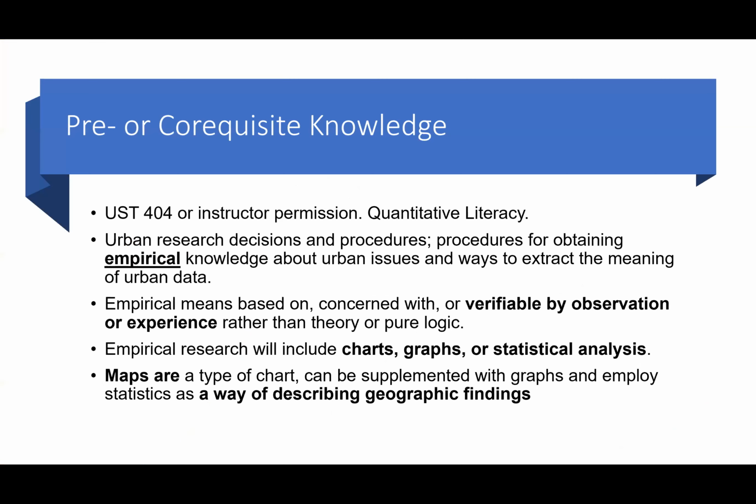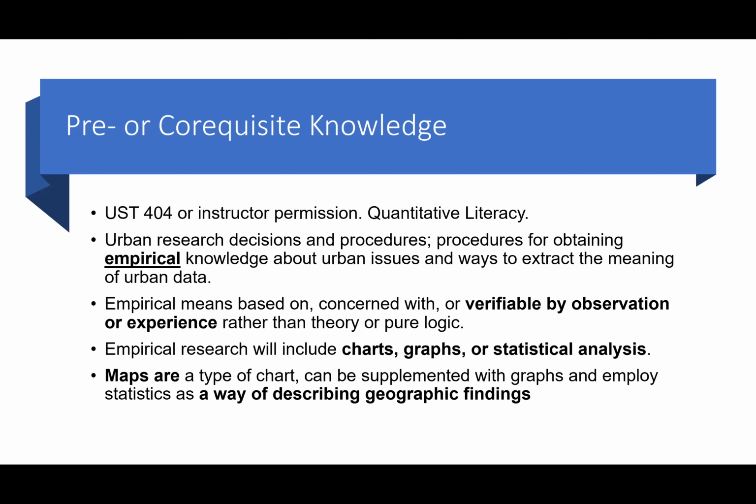Moving on to the next, I just wanted to point out some pre or co-requisite knowledge that goes along with this class. The UST 404, which is a data analysis class, kind of understanding some of the foundational concepts of quantitative analysis, and this meets a quantitative literacy skill set. Urban research decisions and procedures for obtaining empirical knowledge, meaning the research can be replicated so that you can get the same answer in different ways. So this is the co-requisite knowledge that's associated with the UST 404.